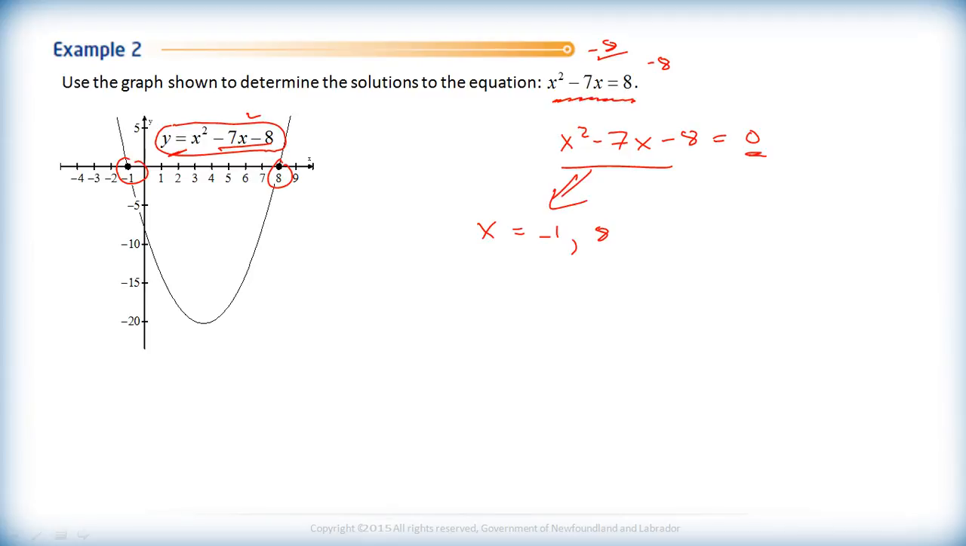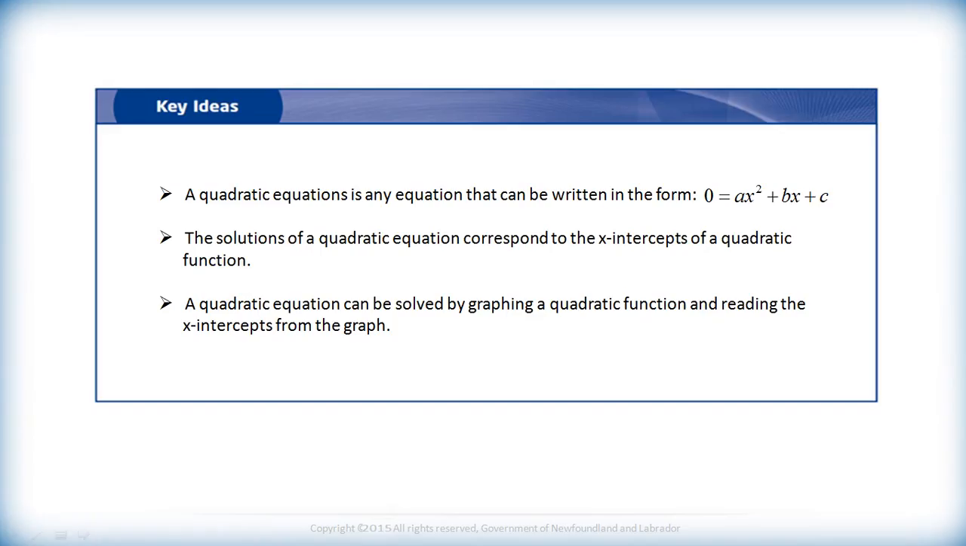Alrighty, let's see. Quick review of the things we had to know here. We wanted to make sure we knew all about a quadratic equation is any equation that can be written in this form, even if it was jumbled up like the one we just saw. Solutions correspond to the x-intercepts of a quadratic function, and a quadratic equation can be solved by graphing the function and reading the x-intercepts right off the graph.